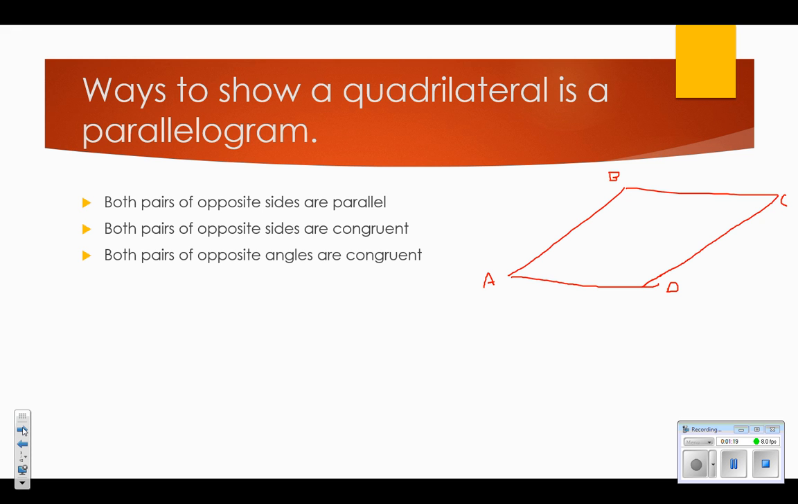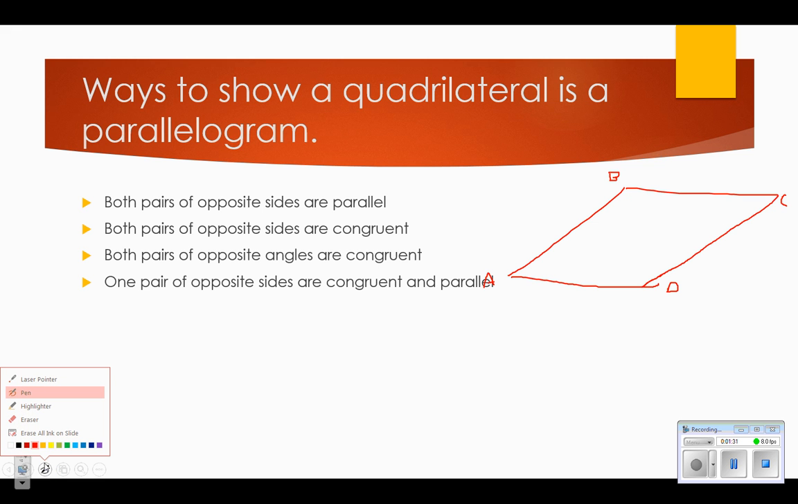Okay, we can say that both pairs of opposite angles are congruent. So these are just things that we had yesterday that we are using to prove. The new part is, though, that we can say that one pair of opposite sides is congruent and parallel. Both things have to be true. So this would have to be congruent and parallel. And then we can say that that is a parallelogram.